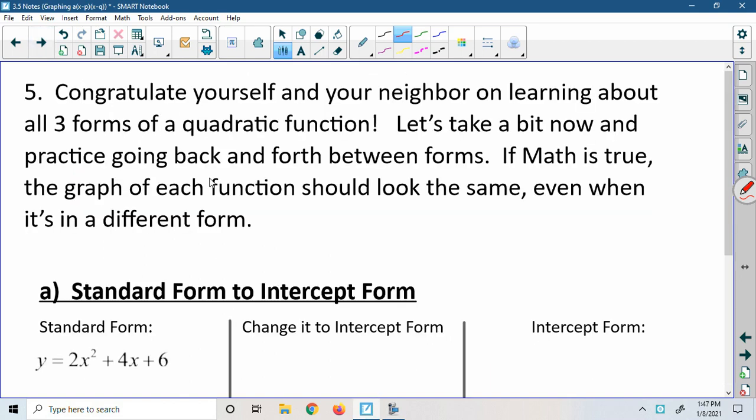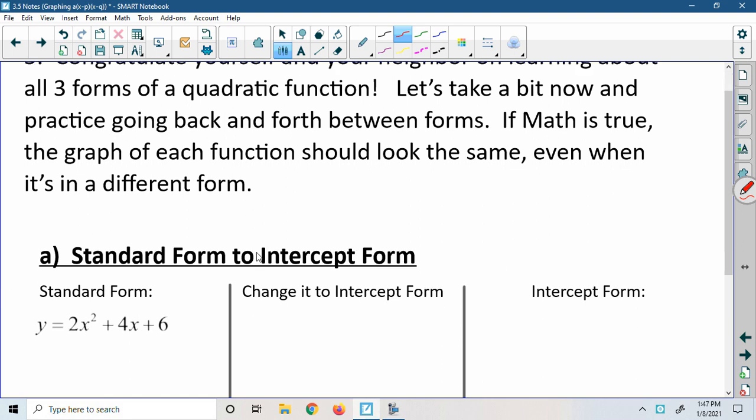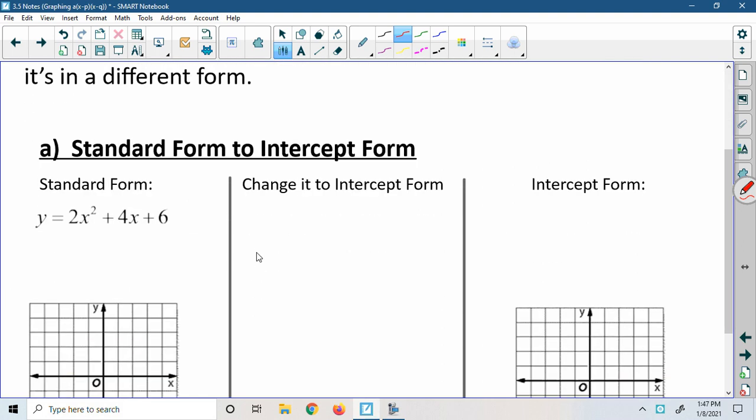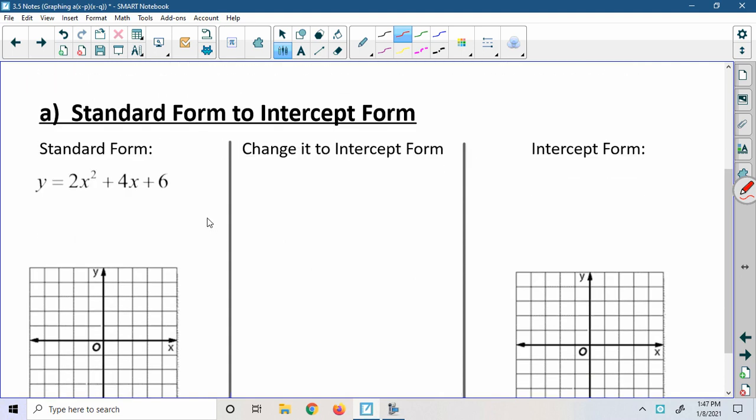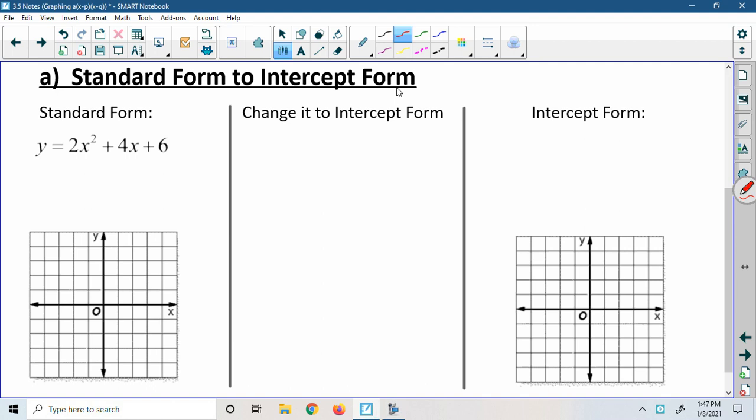Now for the rest of the lessons, we really just want to focus on switching from one form to another form. So first, standard form to intercept form. And to keep the video snappy, I don't think I'll graph them on the video. We did in class, but I won't do it on the video. So whenever you get to the graphing part, pause, and I'll let you use all the skills that we've learned this chapter, and you can graph each one.